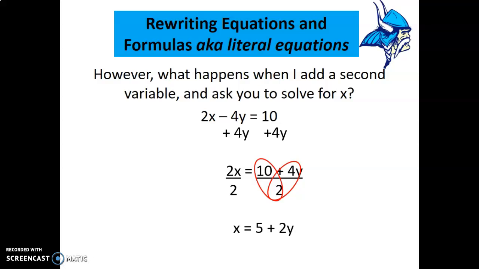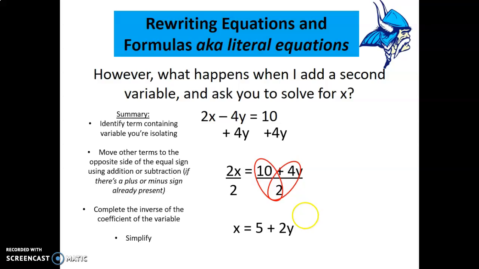So to summarize these steps for solving a literal equation, you're going to identify the term containing the variable you're isolating. So we isolated for x in this equation. We first move all other terms to the opposite side of the equal sign, and then finally we're going to divide by the coefficient of the variable we're isolating for, and then, if possible, you're going to simplify. Always ask yourself, can I simplify?